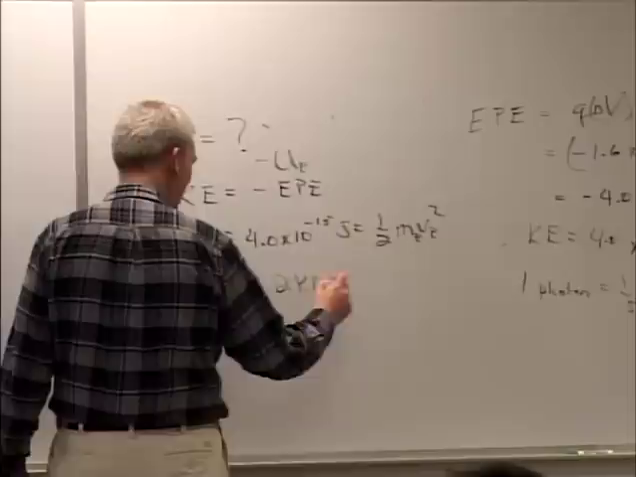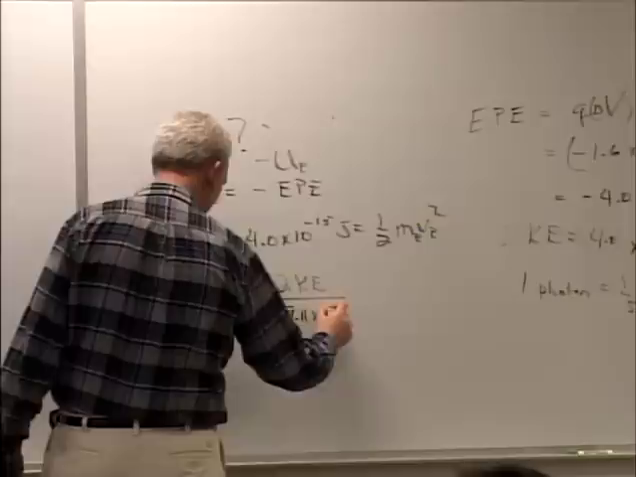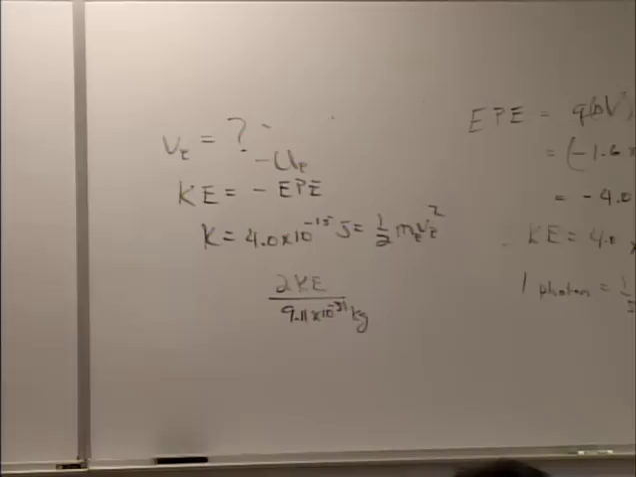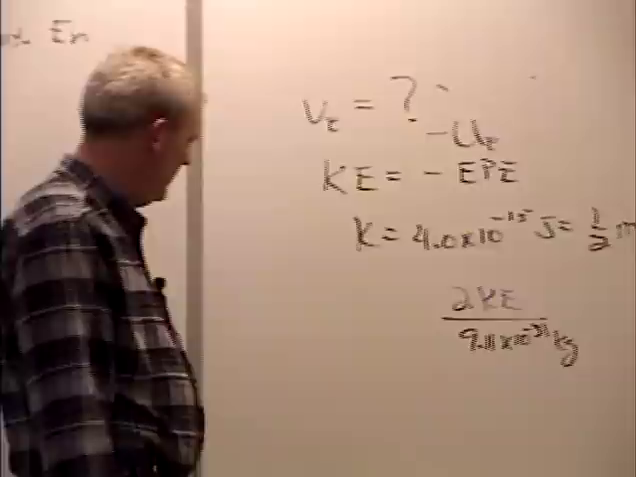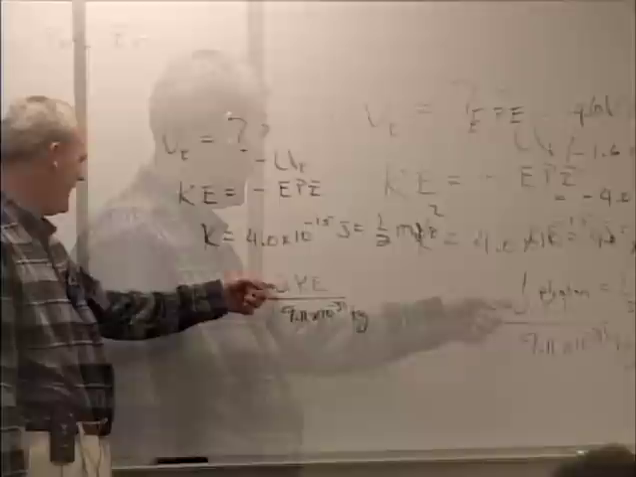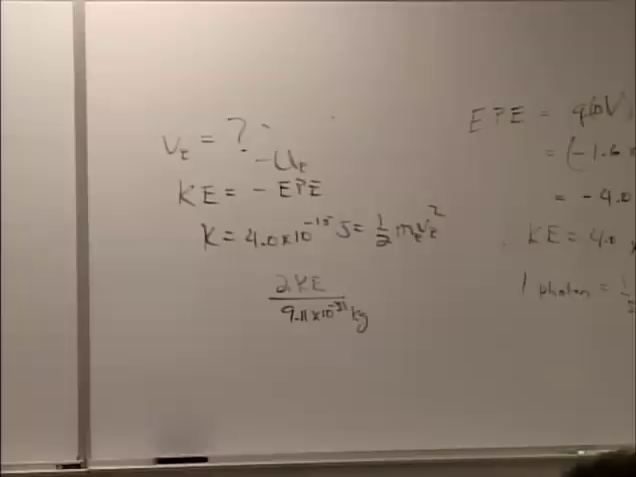So, oh my, this is going to be huge. We get 2 KE divided by 9.11 times 10 to the negative 31 kilograms. Whenever you have a negative 31 in your denominator, you're going to have a big number. That's close to 8, which is pretty close to 9. You're going to have something times 10 to the 15th. I don't think that happened. I've got to look something up here.